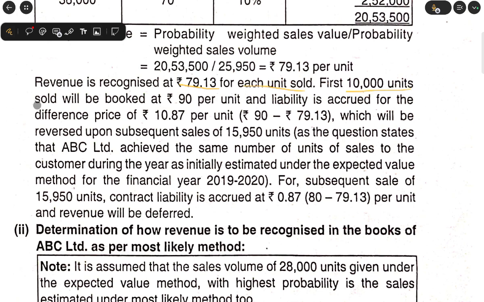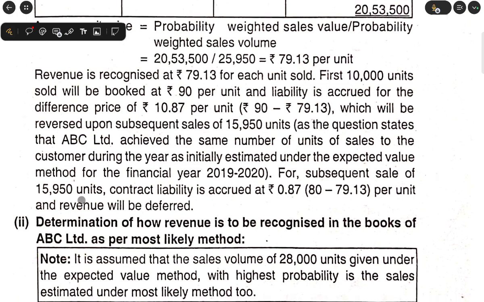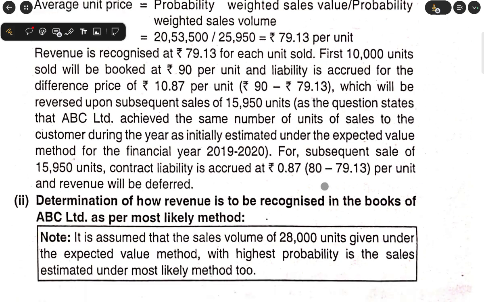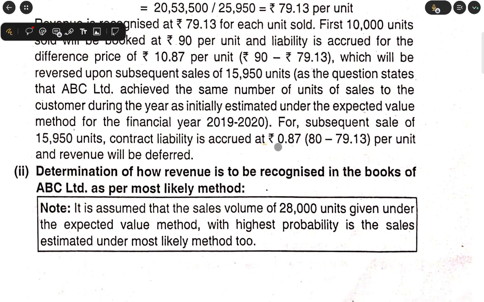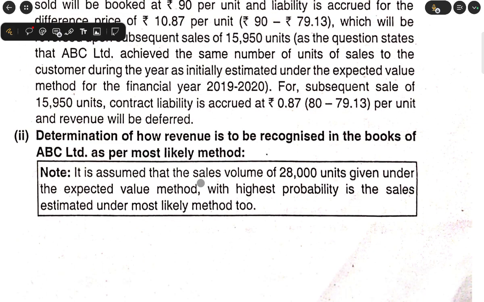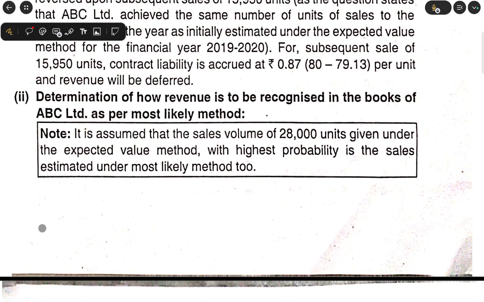The first 10,000 units are sold and booked at 90 per unit, and the liability incurred for the difference of 10.87 will be reversed upon subsequent sales of 15,950 units, as the question states ABC Limited achieved the same number of units of sales to the consumer during the year as initially estimated under the expected value method for the financial year 19-20. For the subsequent sale of 15,950 units, the contract liability is incurred and the income will be deferred.